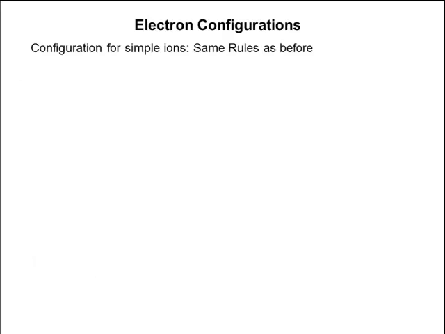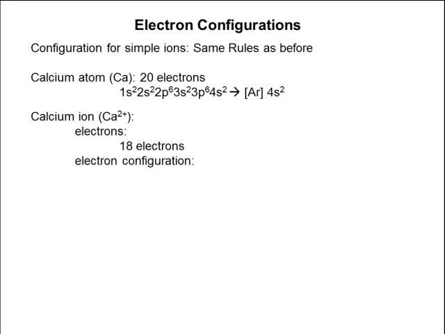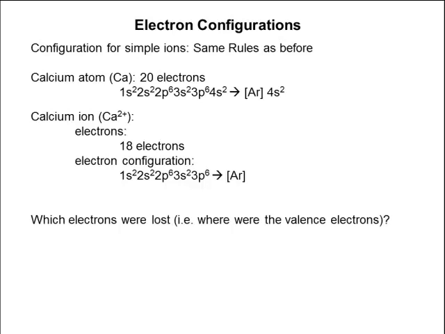So when we write out electron configurations for simple ions, we're going to follow those same basic rules. A calcium atom has 20 electrons to start with. There's its electron configuration. The calcium ion that's going to be formed is calcium 2+. How many electrons does it have? It has 18 electrons. If we write out the electron configuration starting with 18 electrons, we have 1s2, 2s2, 2p6, 3s2, 3p6, which is that argon. So which electrons did we lose? In other words, which ones were the valence electrons? We lost the 4s electrons.